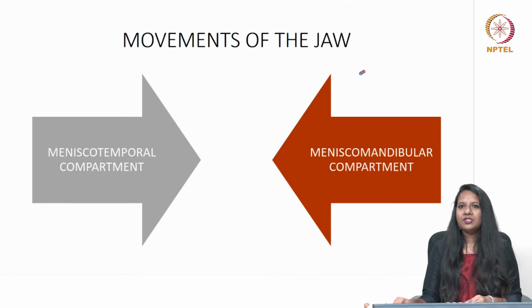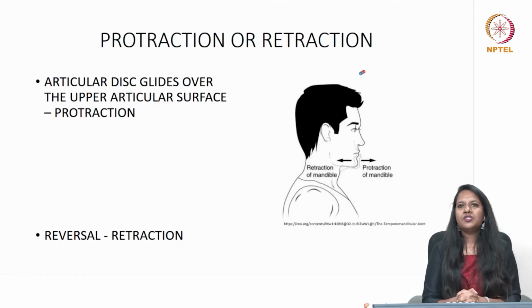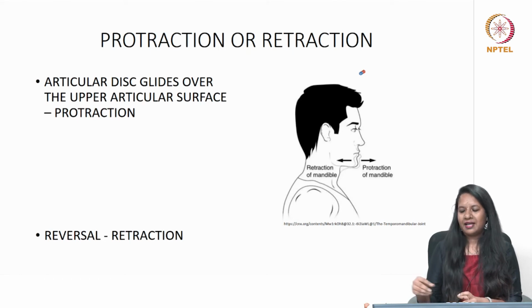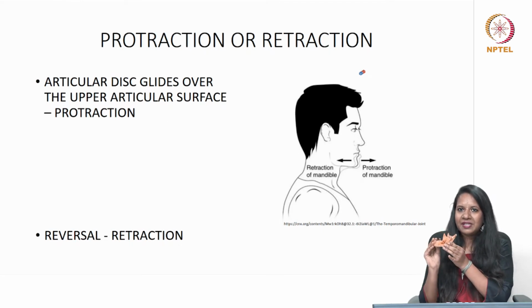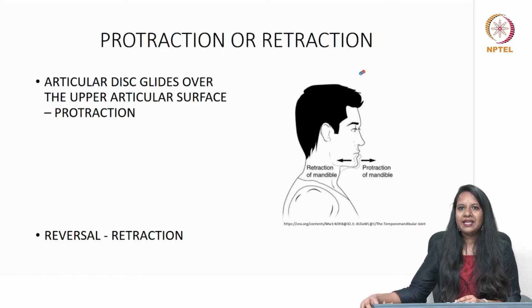Now, moving to the movements of the jaw. The movement of the jaw is divided into menisco-temporal compartment and menisco-mandibular compartment. Meniscus is nothing but disc. So, the movement which occurs between the disc and the temporal bone, and the movement which occurs between the disc and the condylar head of the mandible. The first movement is the protraction or retraction. Protraction means forward movement of the mandible and retraction means backward movement of the mandible. That is, the articular disc glides over the upper articular surface, that is called protraction, and reversal of that is called retraction.